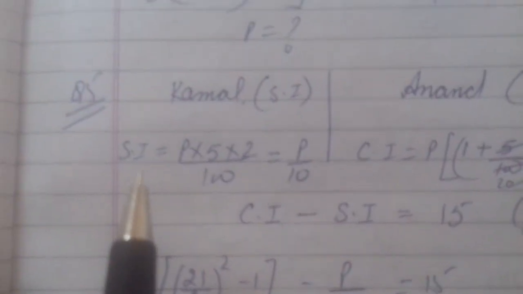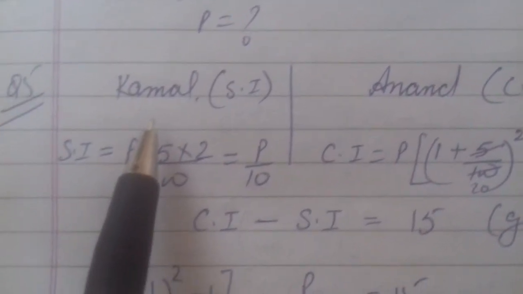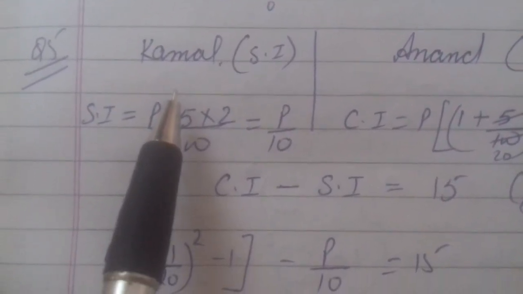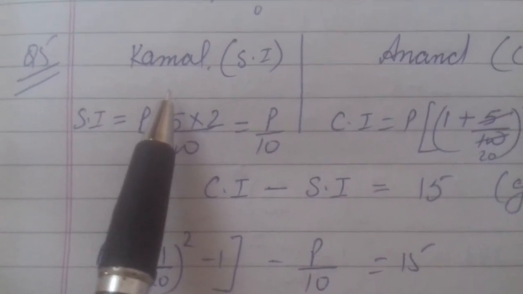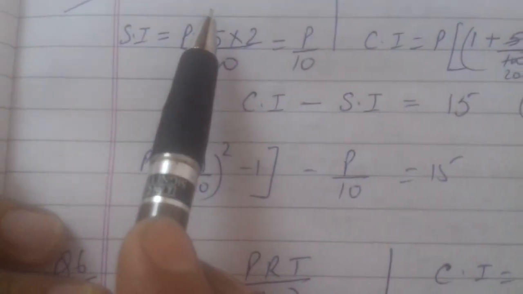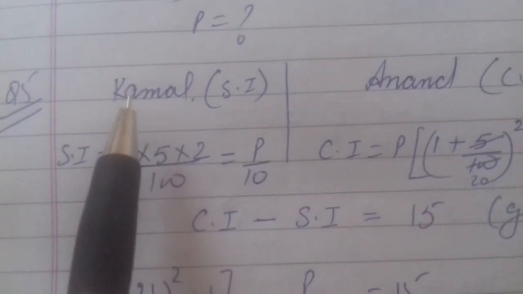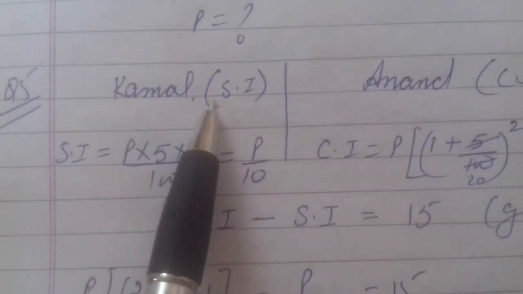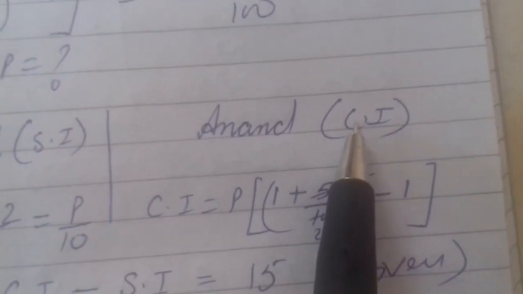Fifth question, Kamal and Anand. Two persons are related in the question. Kamal and Anand each lent the same sum of money. That means principal of both the cases are same. Same sum of money for 2 years at 5% at simple and compound interest respectively. That means Kamal invested at simple interest and Anand invested at compound interest.